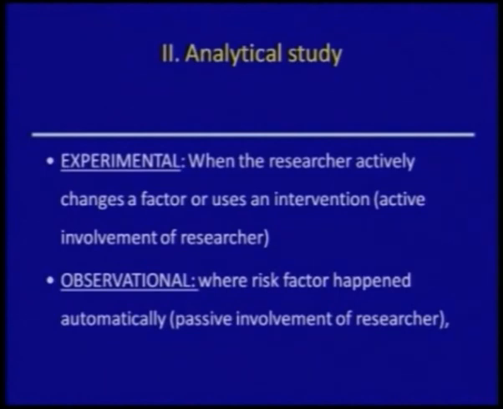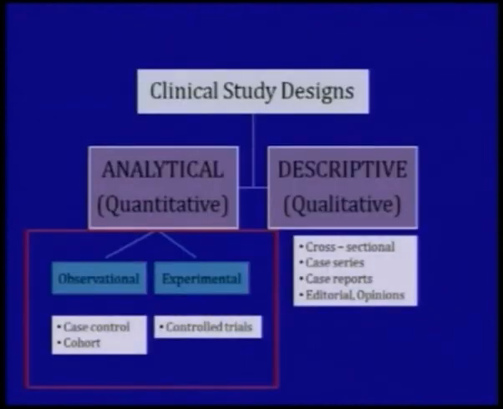Not very complex. So if you are going to introduce the exposure or intervention where you are the active researcher and then you are seeing the outcome, then it comes as an experimental study. For example, randomized control trials. In the observational studies, the exposure has happened automatically and where you are working passively is to study the disease.